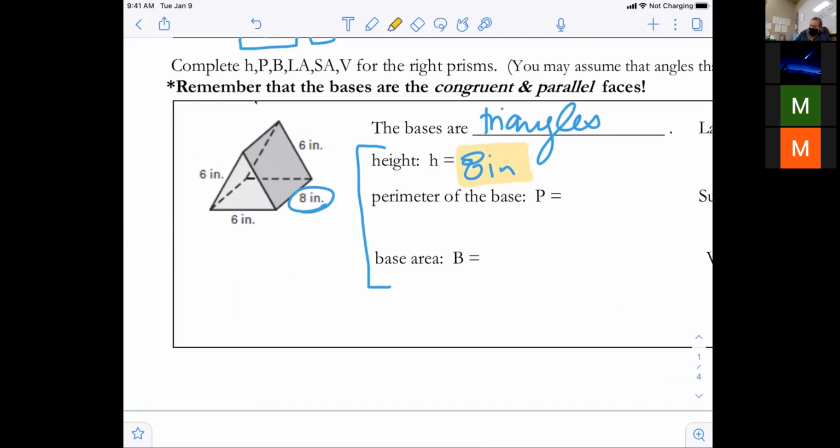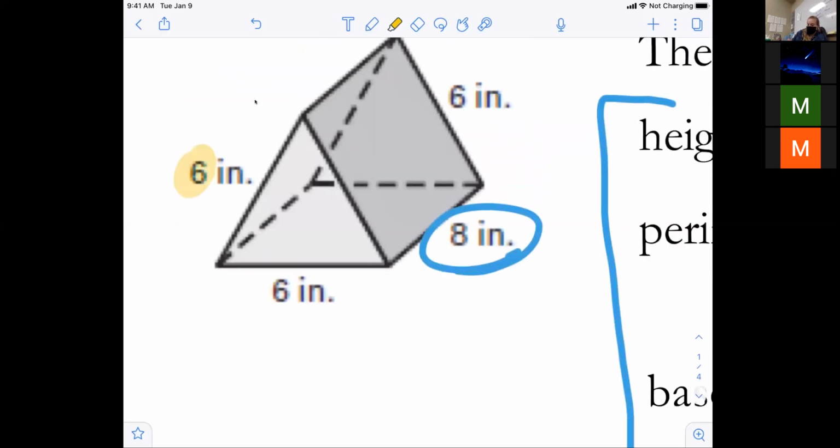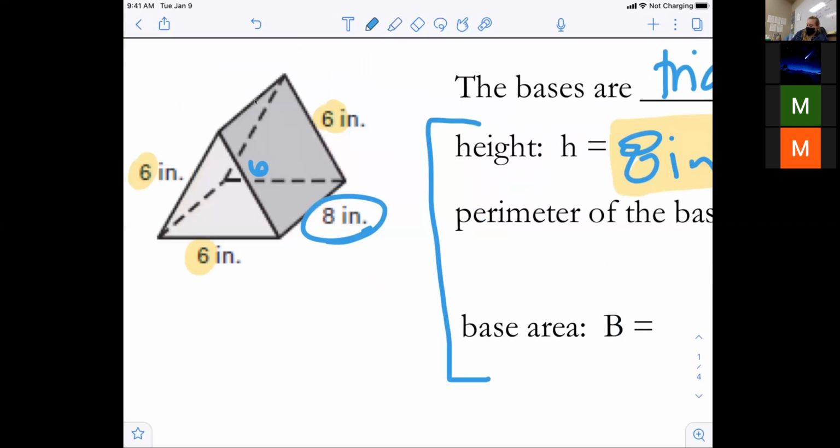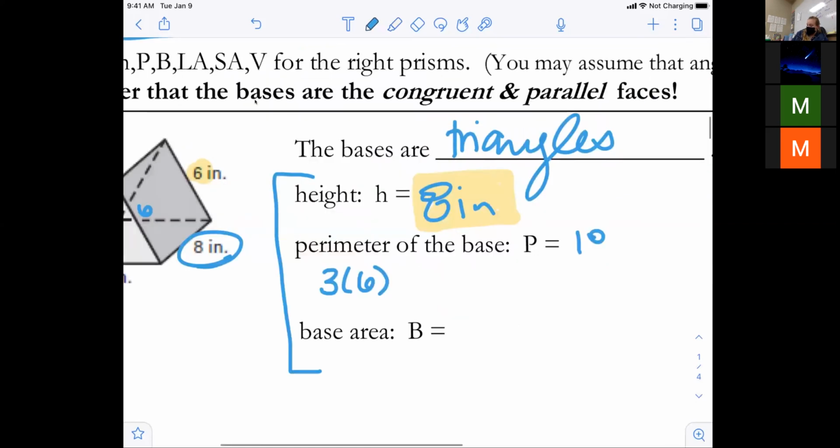Now we've got to do the perimeter of the bases. How do I find the perimeter? I see this is 6 and I see this is 6. What's this side? 6. I know it's not written next to it, but they're congruent triangles, so this has to also be 6. 6 plus 6 plus 6, or 3 times 6, is 18. My perimeter of my base is 18 inches.